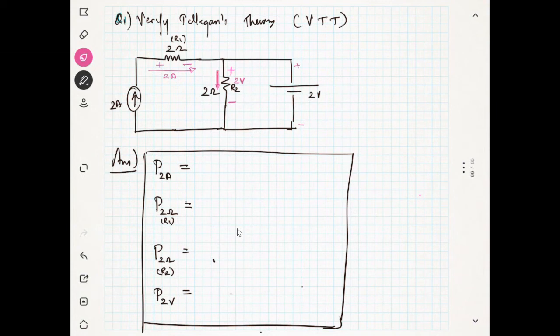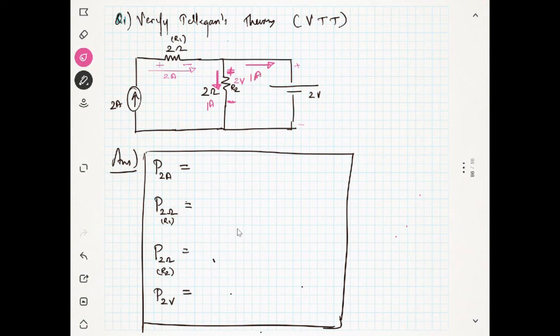You see here, I am marking the direction like this. It is because I am marking the current direction from positive to negative. It will be always like this. So the current will be 1 ampere. Am I correct? Now what will be the current through this path by using Kirchhoff law? 2 ampere is coming inside, so it will be 1 ampere.